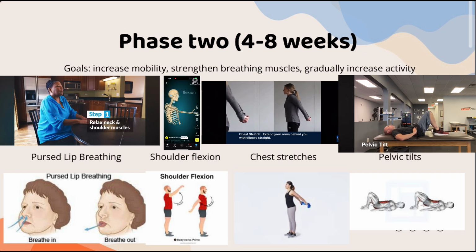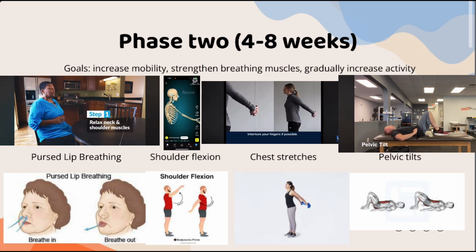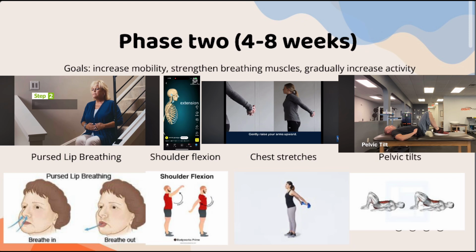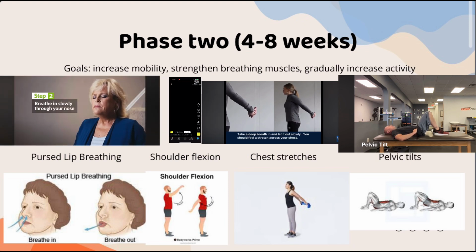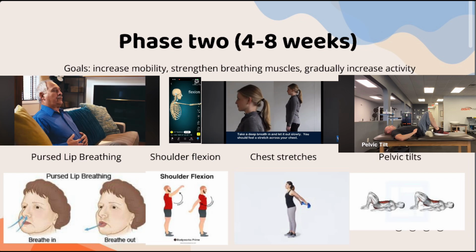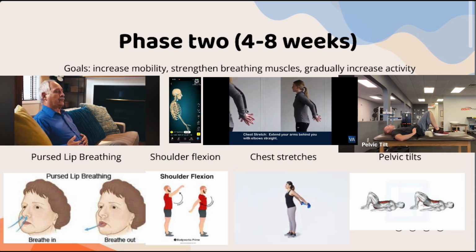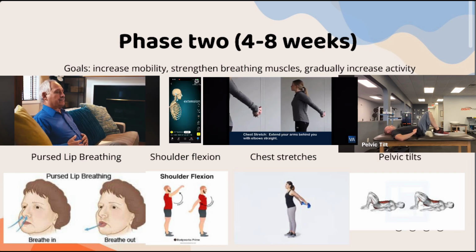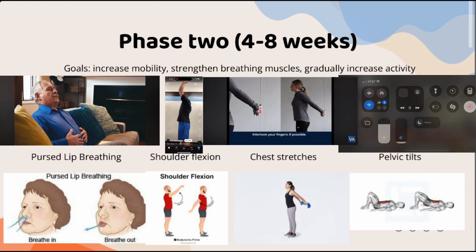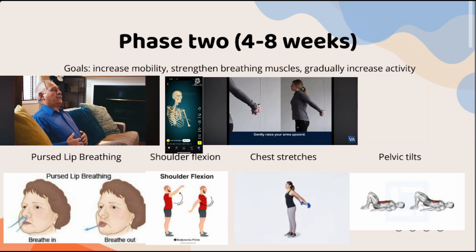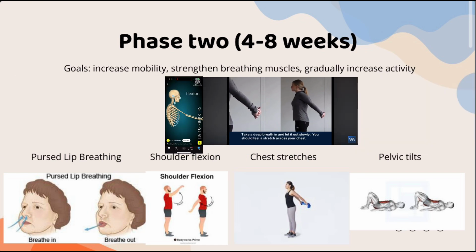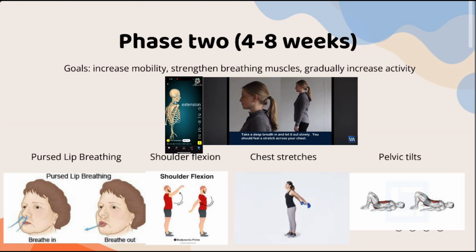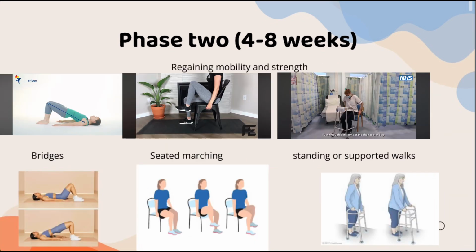Once these are accomplished, we can move on to phase 2, which is 4 to 8 weeks. Our goals are to increase mobility, strengthen breathing muscles, and gradually increase activity. For our breathing exercises, we have pursed lip breathing, which is where you inhale through the nose and exhale through the mouth. Shoulder flexion, where you move your arm up and down. Chest stretch, where you have your arms behind and pull. Pelvic tilts, where you lay down and move your pelvis up and down. We also do bridges, seated marching, and even standing or supported walks.